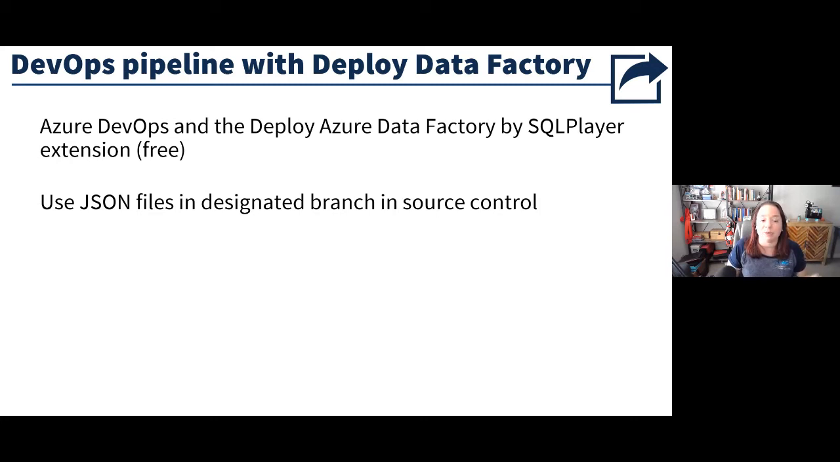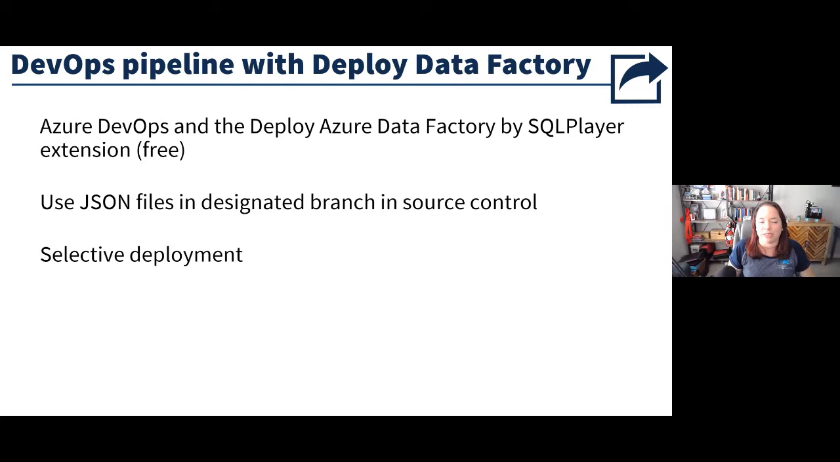So instead of deploying the ARM template, which is generated in the ADF public branch, what this DevOps pipeline would do is actually use the JSON files in whatever branch you've designated from source control. So for me, in my example earlier, I want to use the files that are in main.